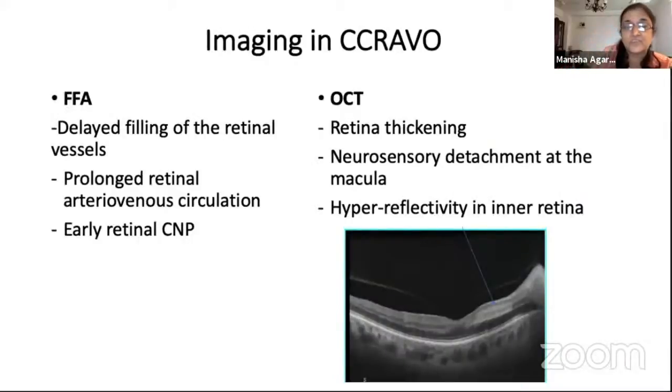I won't go into the details, but of course, as highlighted, you can have a delayed filling of the retinal vessels with a prolonged retinal arteriovenous circulation time, early retinal CNP areas, and in SLE in particular, you find extensive CNP areas leading to early neovascularization. And on OCT, as highlighted over here, you can have this hyperreflective band secondary to an arteriolar occlusion.